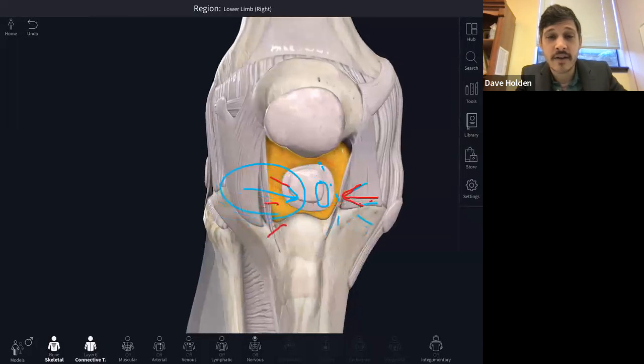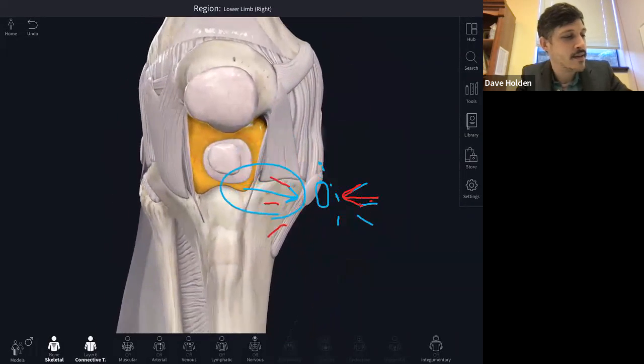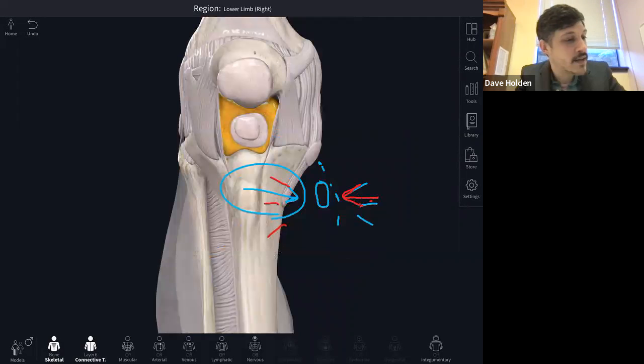Ignore the lines. I don't know how to make the lines go away. I've tried. I don't know how. So we're just going to ignore my little drawings on there for the moment.